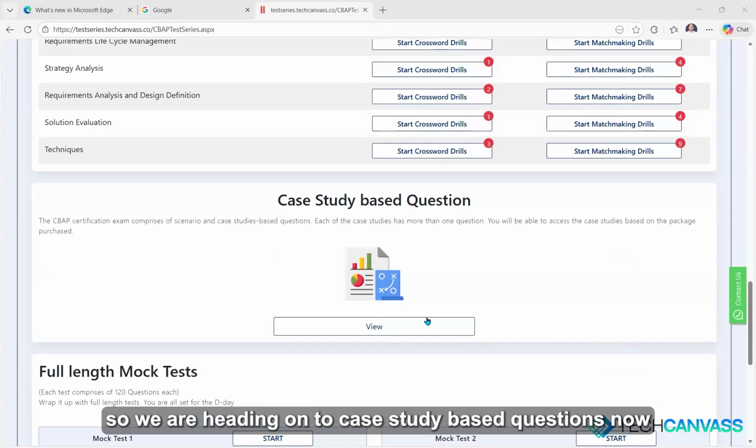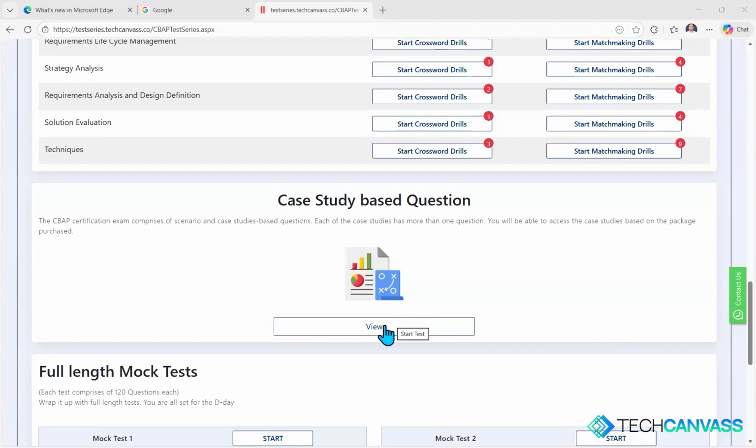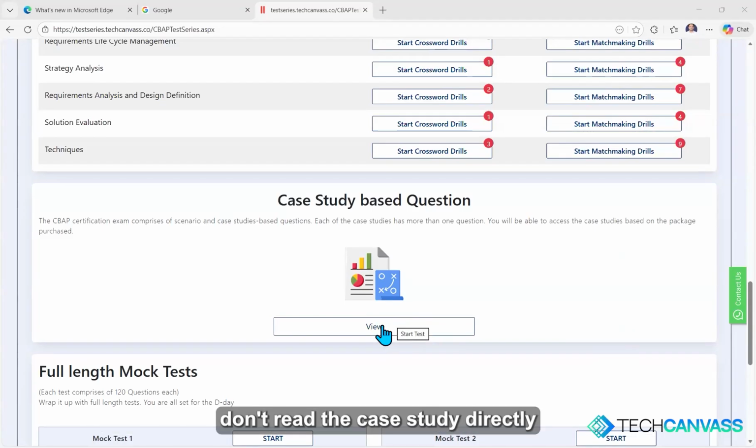All right, so we are heading on to case study based questions now. Remember the drill. Don't read the case study. Directly jump onto the question. That's what we have to do.